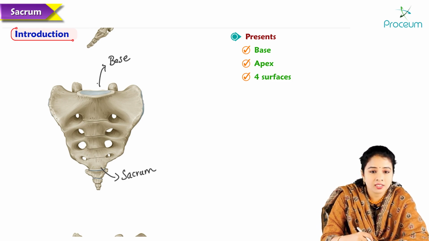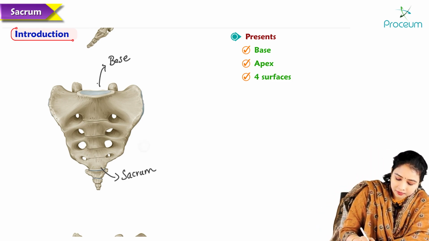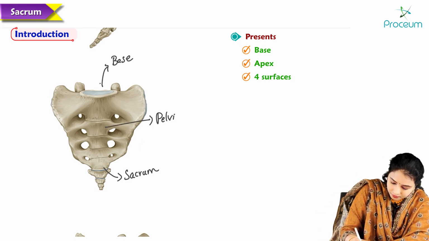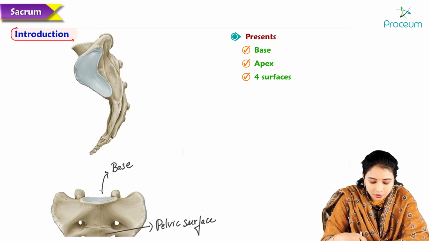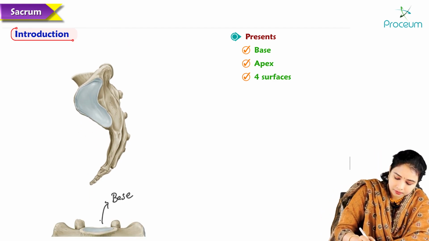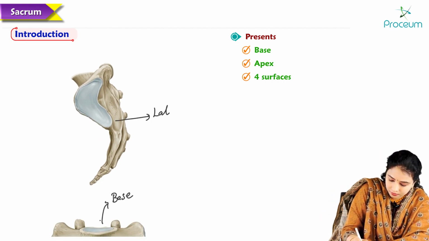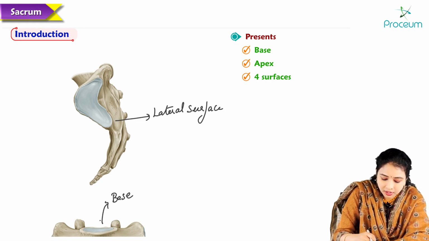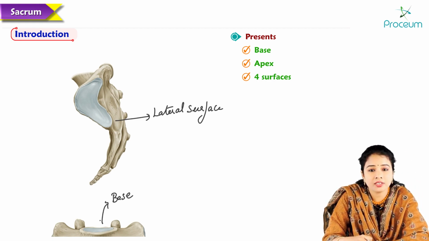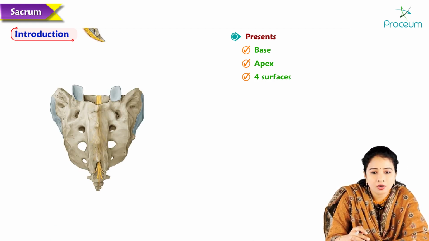So what we are seeing is the smooth pelvic surface, and two lateral surfaces. So this is the lateral view of the sacrum showing the lateral surface, right and left lateral surface, and a dorsal surface.